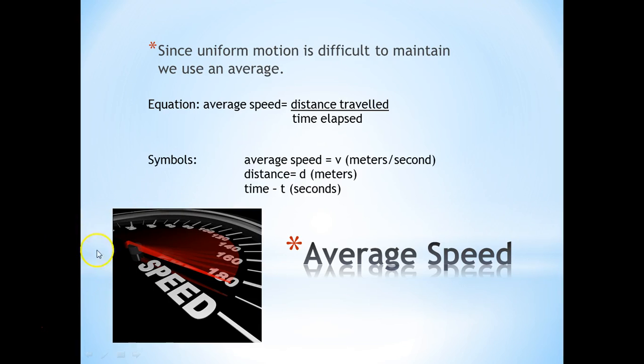We have average speed, which is a small v, it has to be small, we can't have a large v, that means something different, and our units are meters per second. Our distance is a small d, and the units are in meters, and time is a small t in seconds. Now all of these units may be something else in the question, but you have to convert them to these general units, meters per second, meters and seconds, for the equation.